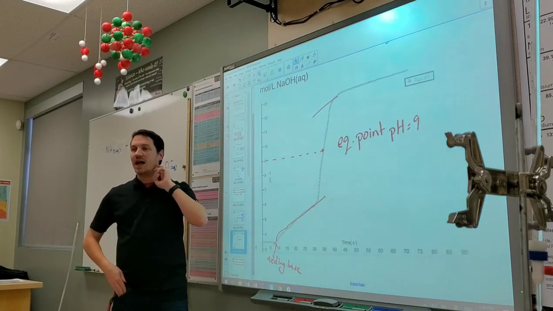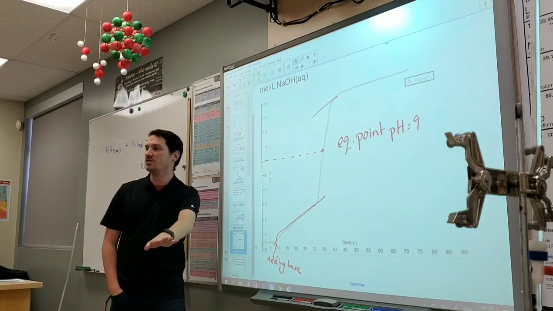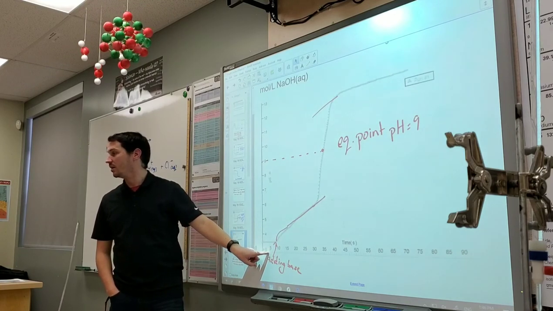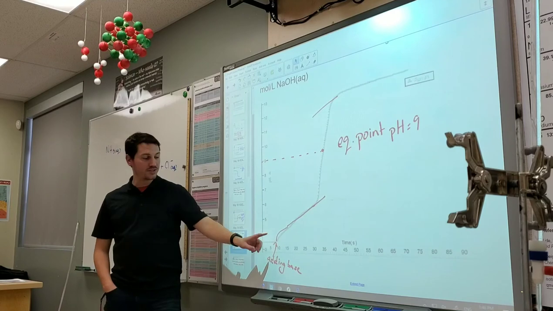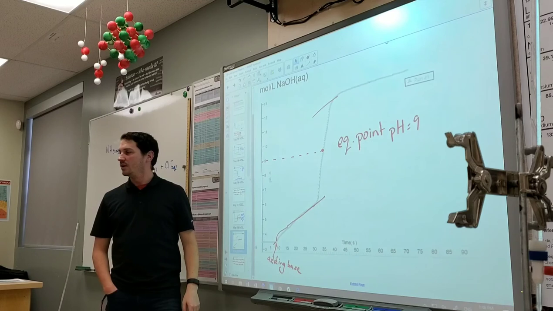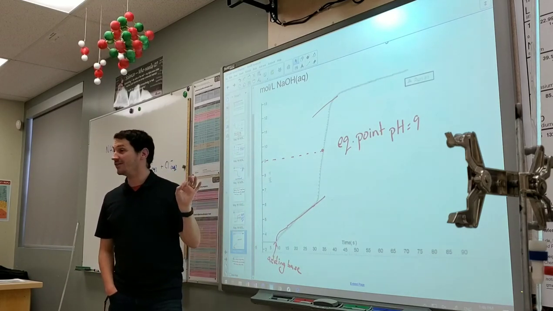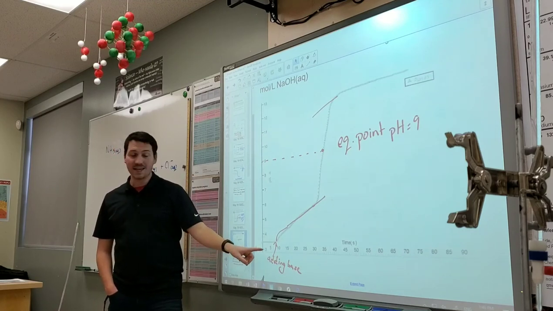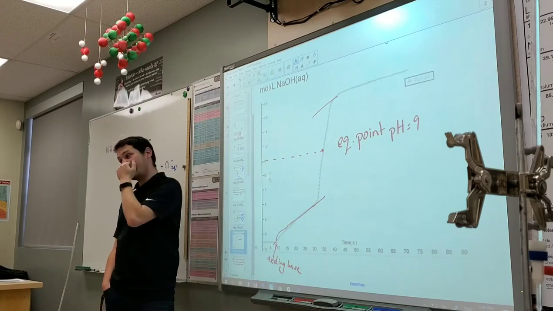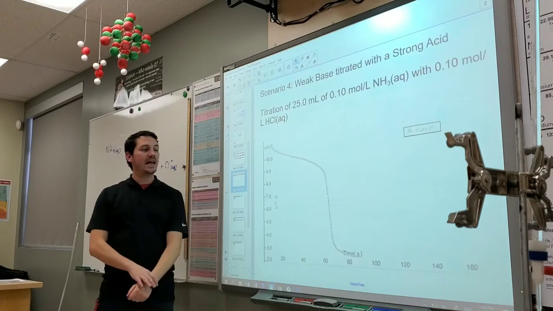How do I know that we started with a weak acid here? If I just gave you this graph, how would you know that we started with a weak acid and not a strong acid? Yeah, there's a tiny little hump. Okay, let's say it didn't show you the hump. What's the equivalence point here? It's not at 7, right? So that means we started with a weak acid. If we would have started with the strong acid, where would we have finished? 7. Does that make sense? Okay, perfect. And it's the exact same stuff for bases.